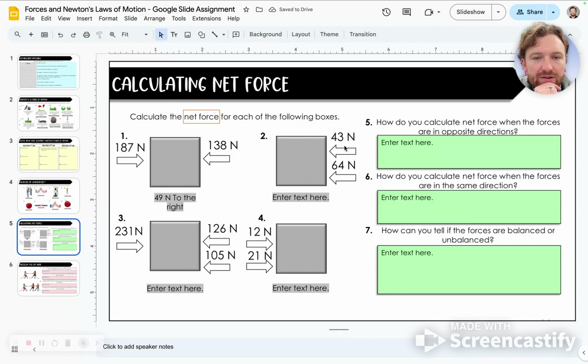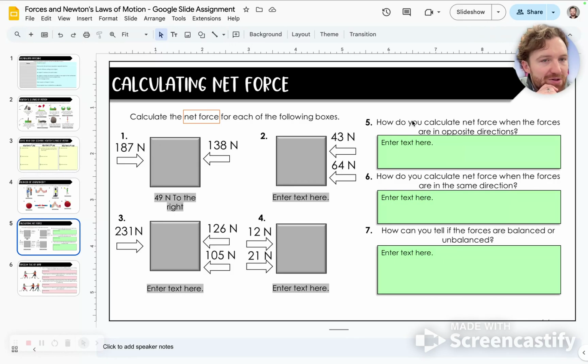Number 2, both of your arrows are indicating that the force is going to the left. So when you do this one, you're just adding those 2 numbers, 43 plus 64, and that would be your net force. Number 3, you've got 2 forces going to the left, 1 to the right. Figure out what your net force would be after adding up all those. And then number 4, looks like both things are going to the right.